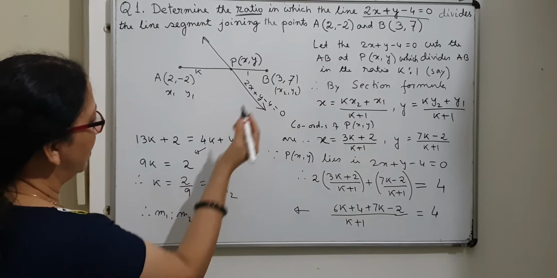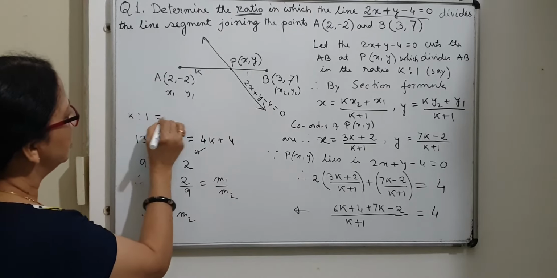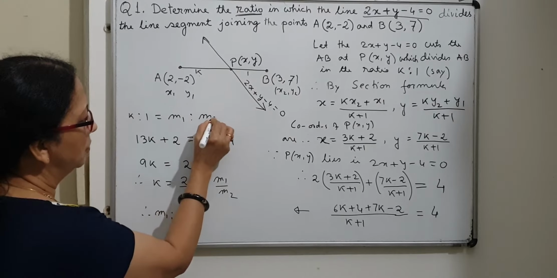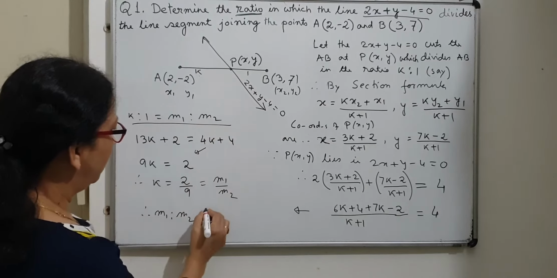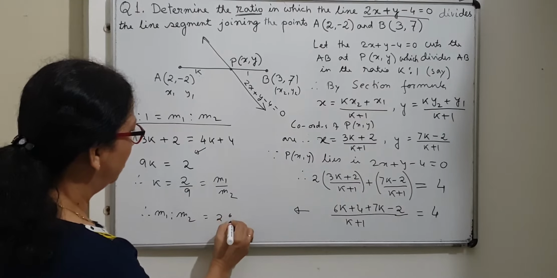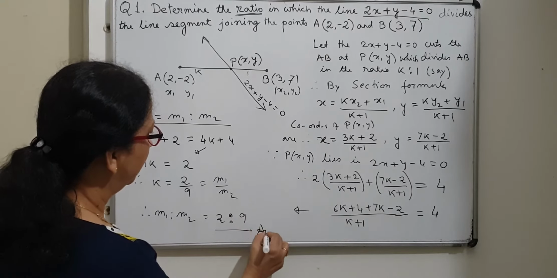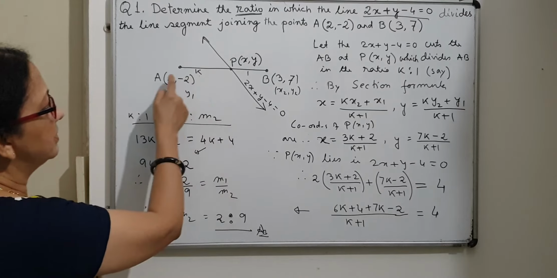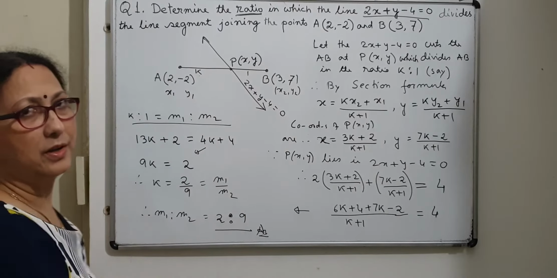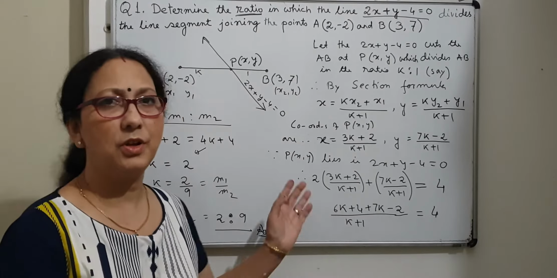Actually k is to 1, nothing. K is to 1 is your m1 is to m2. This we know. So m1 is to m2 is equal to 2 is to 9. So this is the answer. So this line divides the join of these two in the ratio 2 is to 9. Okay. So in this way solve this kind of question.